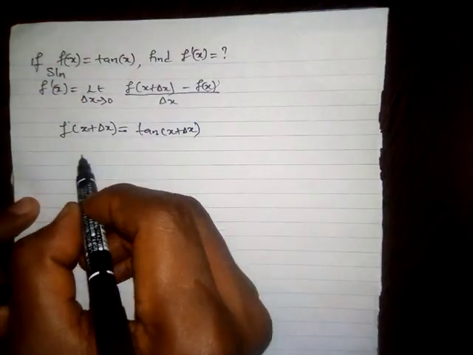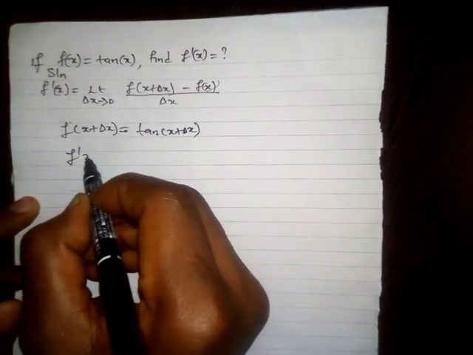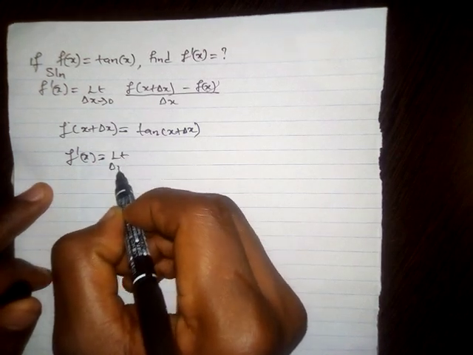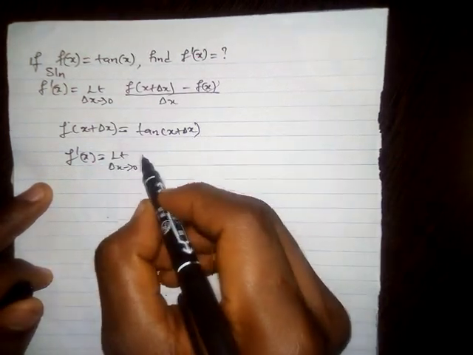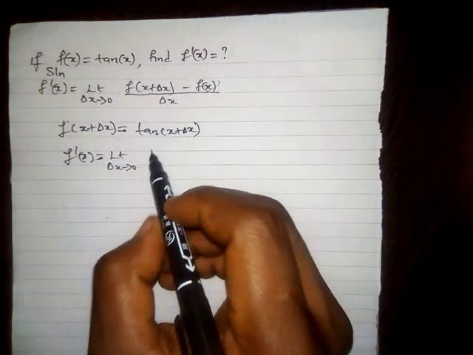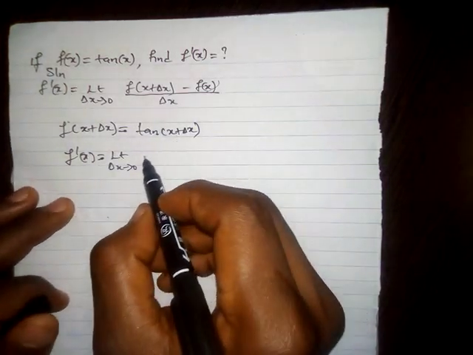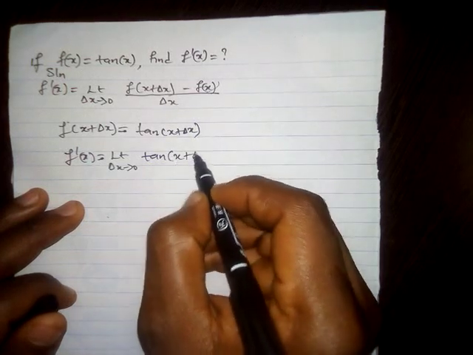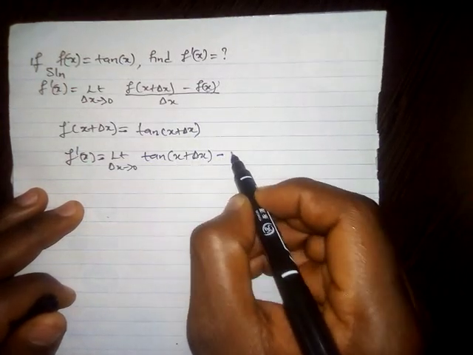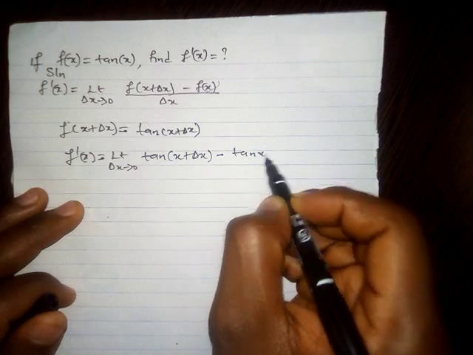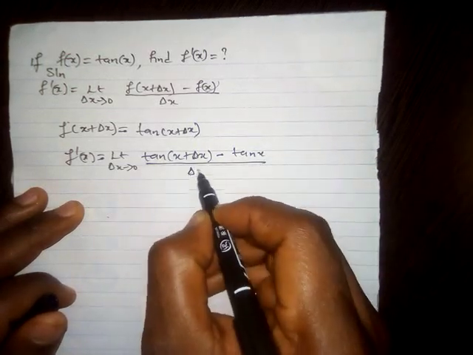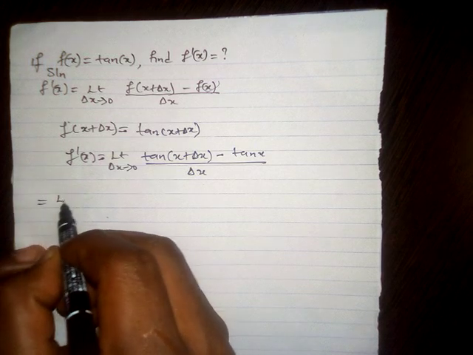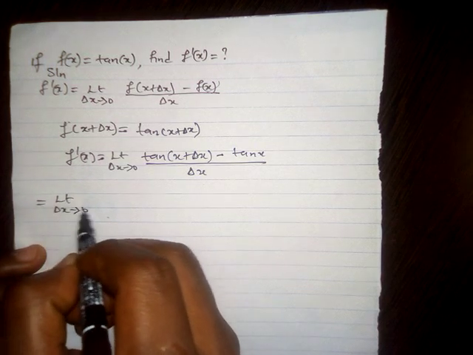Okay, now we go back to our definition. F prime of x is equal to the limit as change in x approaches 0. Now, what is our f of x plus change in x? We have this as tan of x plus change in x. So this is what? Tan of x plus change in x minus, what is our f of x? Tan x, all over what? Change in x.